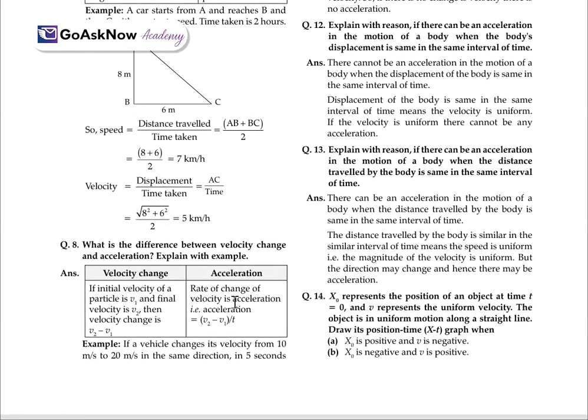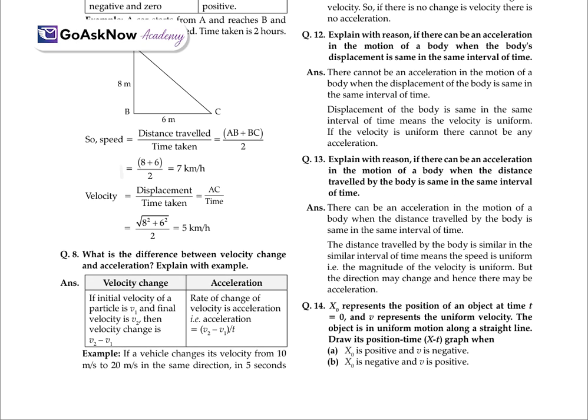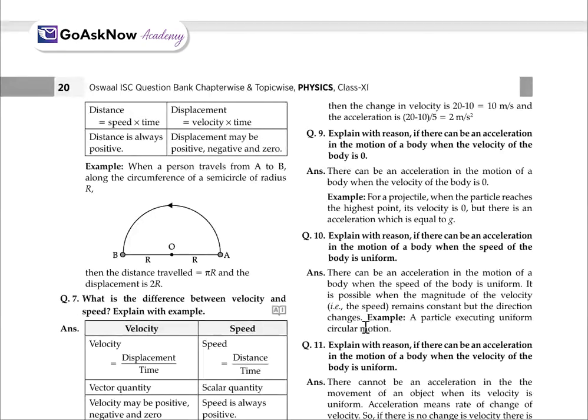Moving to the next, we'll have the difference between velocity and acceleration and then their examples. If the initial velocity of the particle is v1 and the final velocity is v2, then the velocity change will be v2 minus v1. It's asking about the velocity change. And acceleration is the rate of change of velocity. In acceleration, it means v2 minus v1 upon t. Whatever the velocity is, only then will the acceleration be, as acceleration depends on velocity.